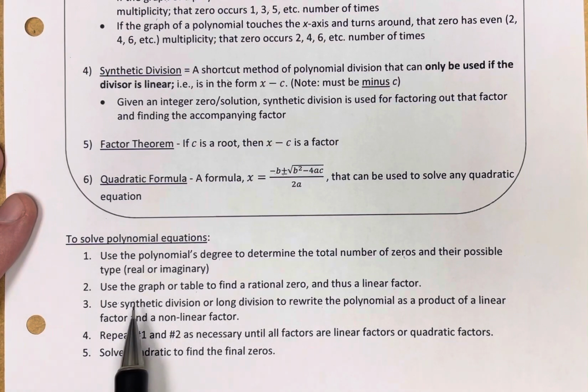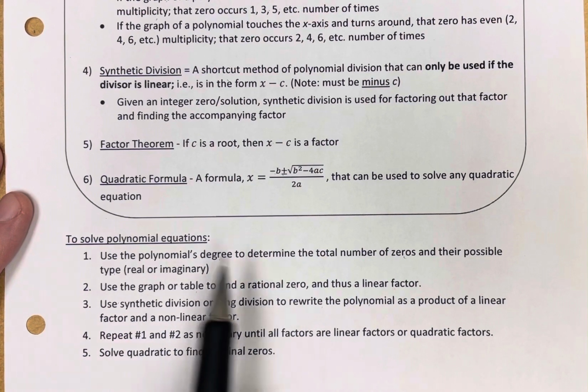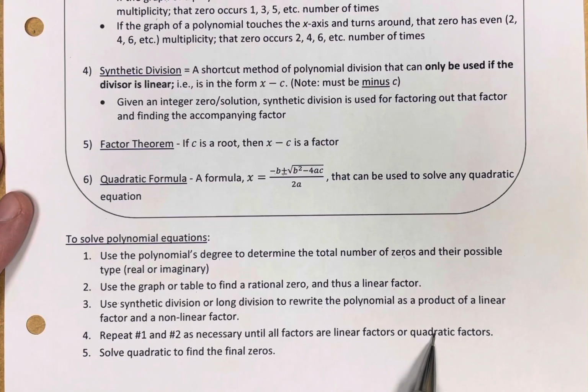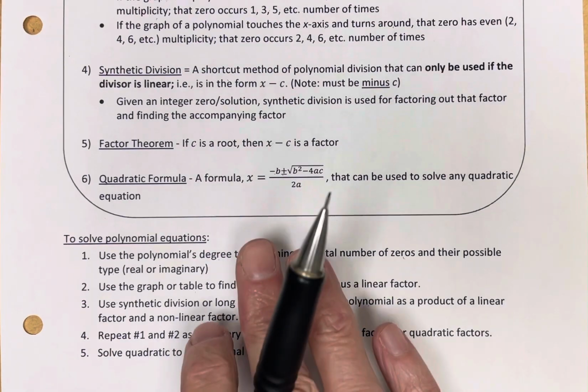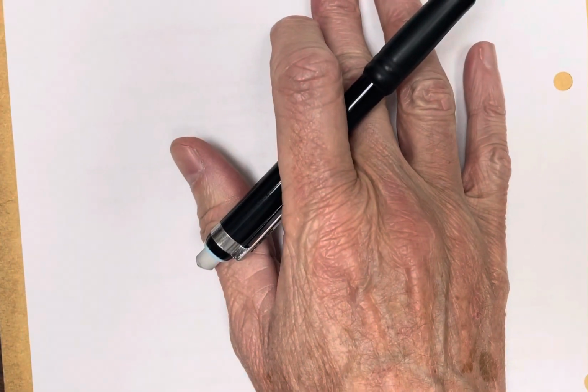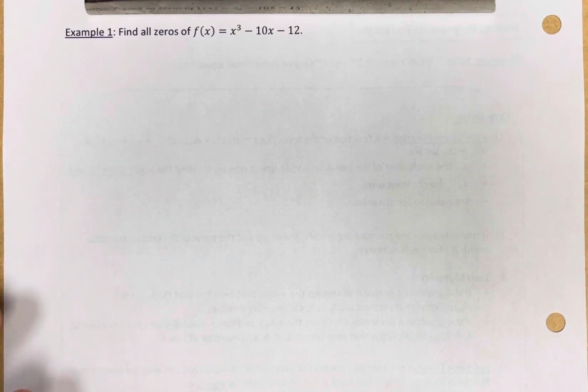We're going to keep doing that. We'll do it one more time if necessary, or it might work the first time, until we get all linear factors alongside a quadratic factor, and then we will solve the quadratic to find the final 2 zeros. So the goal is use the graph to find factors, factor them out. Once you get to a quadratic, use the quadratic formula to get to the final 2 zeros. Let's get started. That's a lot of verbiage, and it makes a whole lot more sense if we do some problems. So I have 4 example problems set up for us.